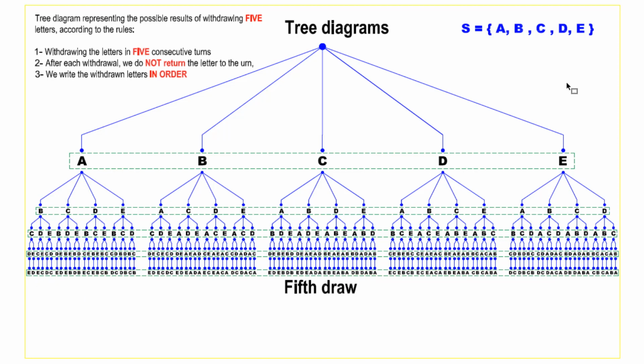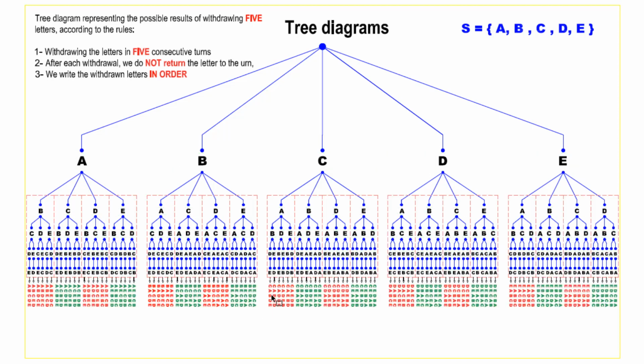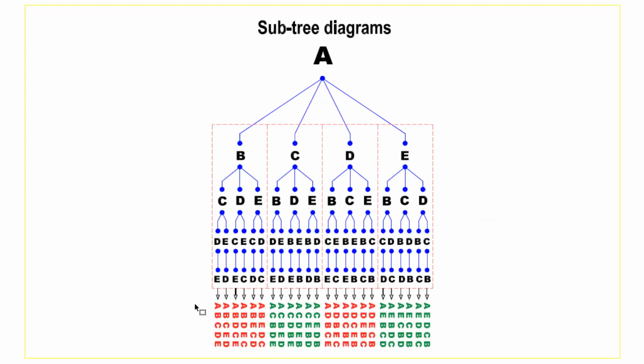After finishing all the draws, we can write all possible ordered words using the exact order of the draws we have made. So let's say here we have C, A, B, D, and E, and this is going to be C, A, B, D, and E here. So we generated this possible ordered word, and this tree diagram now is showing all possible ordered words. So we are going to see them here in more clarity.